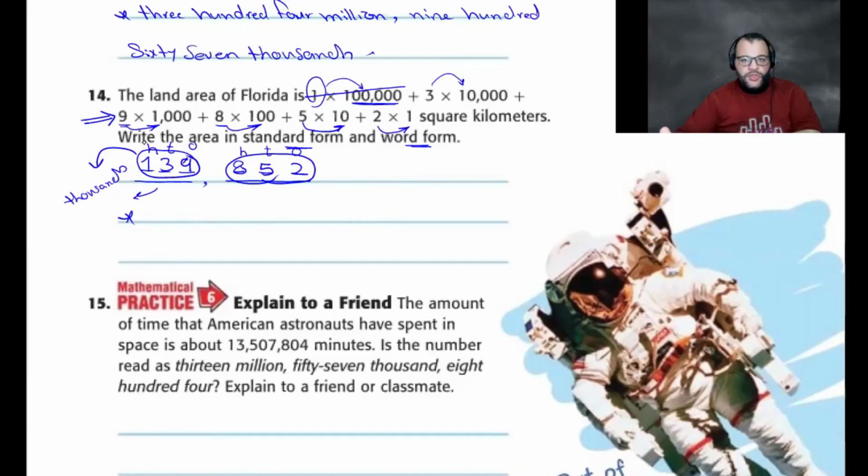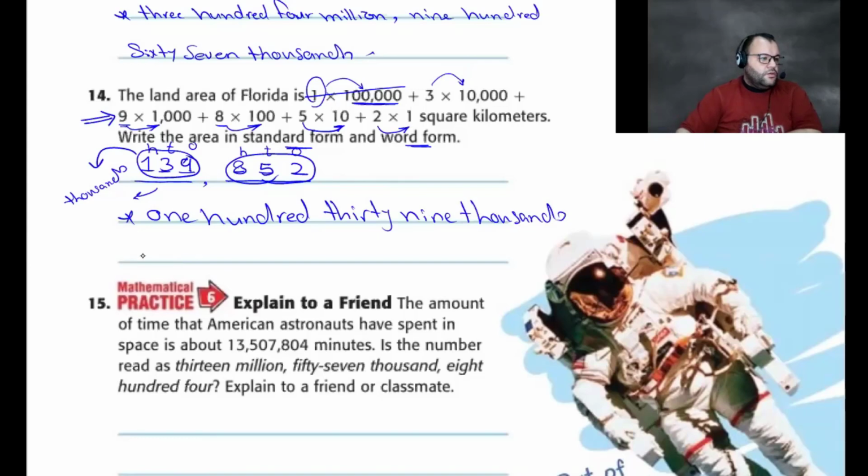So to write it in word form, as we read it in standard form, we will replace the numbers with the words. So it will be 100, 30, 9,000, 800, then 52. Any problem for this one? No. Okay, thanks.